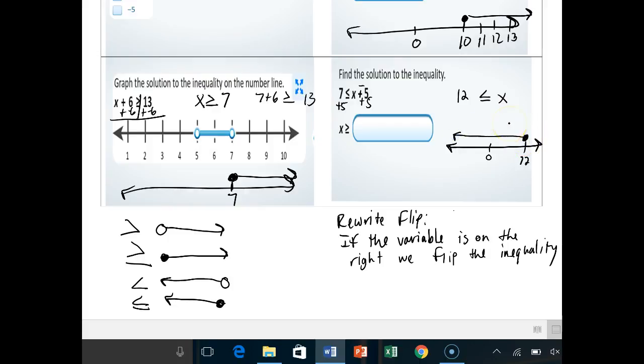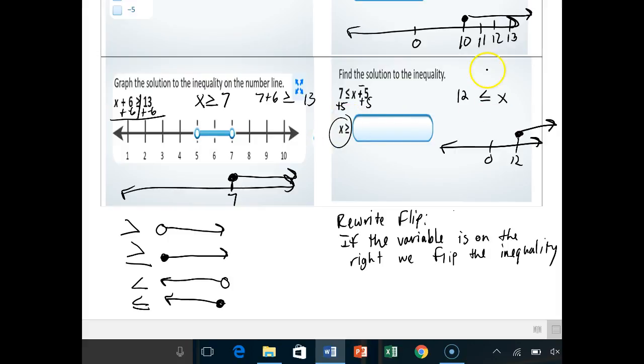But what is this saying? This is saying everything less than 12 should be part of the solution. But if you read this, you have to read this backwards, right? X has to be greater than or equal to 12. So you've messed up, right, in graphing that. You have to actually graph it like this. So there's your 12 and a closed circle, pointed to the right. And so that's why when the variable is on the right-hand side, we flip it.